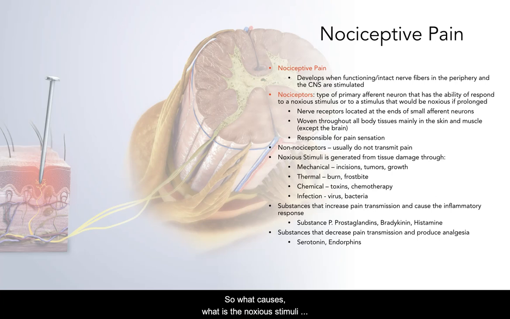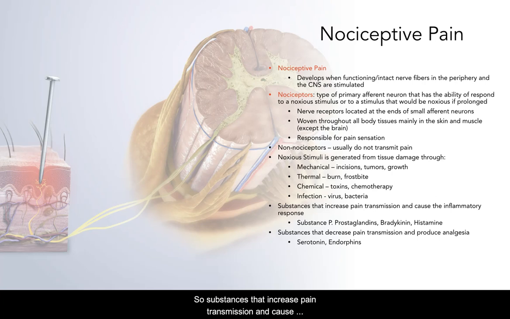So what are the noxious stimuli that stimulate these neurons and these nociceptors in your body? The noxious stimuli include mechanical, for example, incisions, tumors, growths; thermal, for example, burns and frostbite; chemicals like toxins, chemotherapy, or infection with virus and bacteria. All of these stimulate the nociceptors to sense pain.